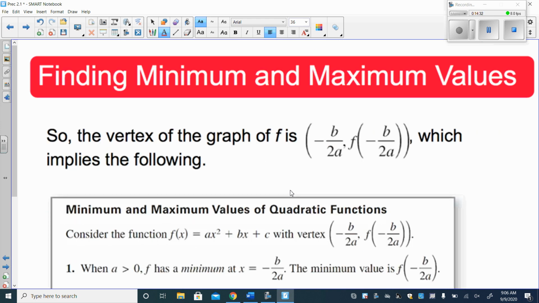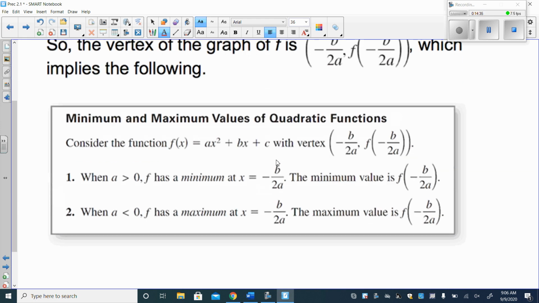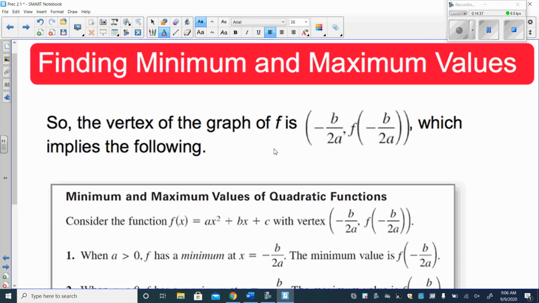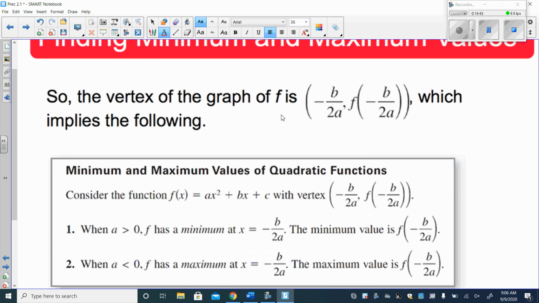Finding maximum minimum. Now, this here is what I was thinking of. This here, negative b over 2a, comma f of negative b over 2a, is the vertex. Negative b over 2a, comma f of negative b over 2a.